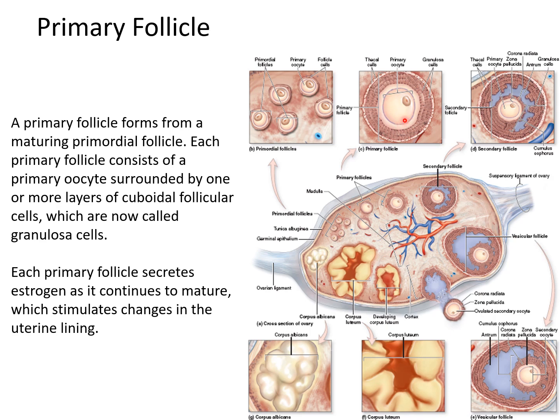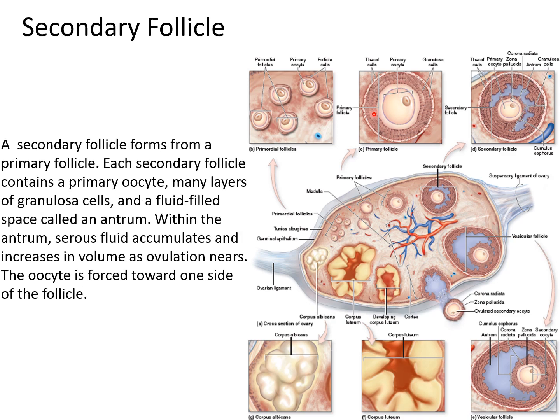Each primary follicle secretes estrogen as it continues to mature. The estrogen is going to stimulate changes in the uterine lining. So we're going to get development of a primordial follicle into a primary follicle. You can see the cellular layer around it begins to grow. And from there, you're going to get release of estrogen, which is going to do a couple different things. It's going to promote the continual development of this follicle. It's also going to stimulate the uterine lining.